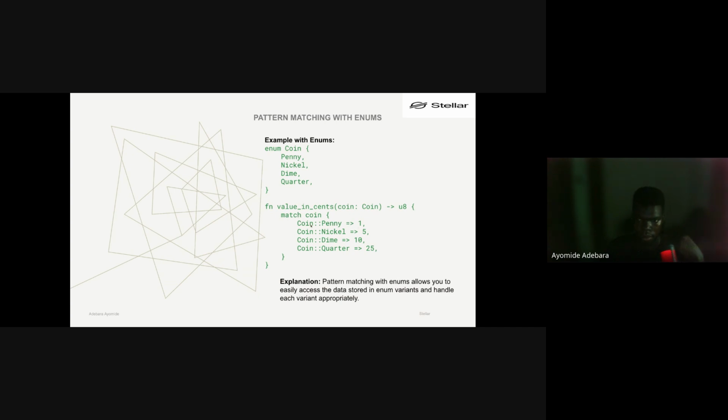For whatever coin you pass in, if the coin type is a penny, it returns 1. If it's a nickel, it returns 5. If it's a dime, it returns 10. If it's a quarter, it returns 25. And that makes sense. What you are returning is this value, and the value you are returning is a u8 value. So pattern matching with enums allows you to easily access the data stored in the enum variants and handle each variant appropriately.